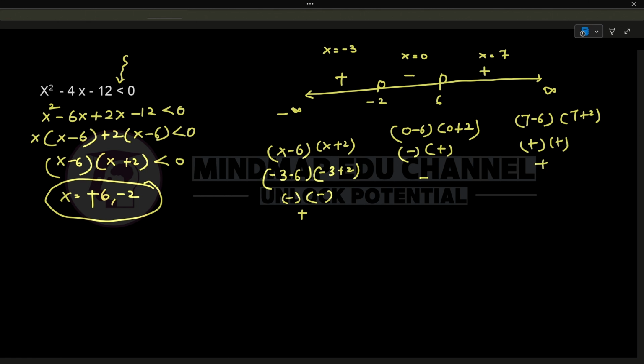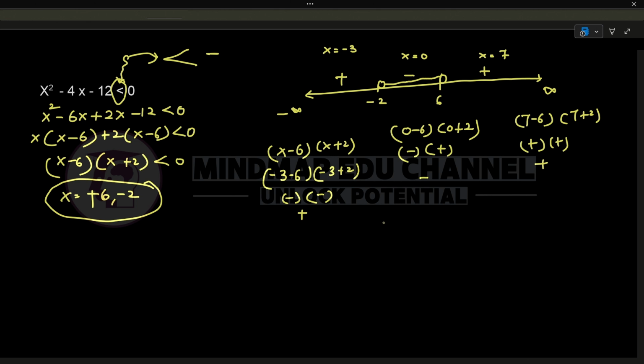Now which section of the number line will you take for your solution? See, it is less than 0 here. Less than 0 means negative. So this section, this interval between -2 and 6, is the solution.